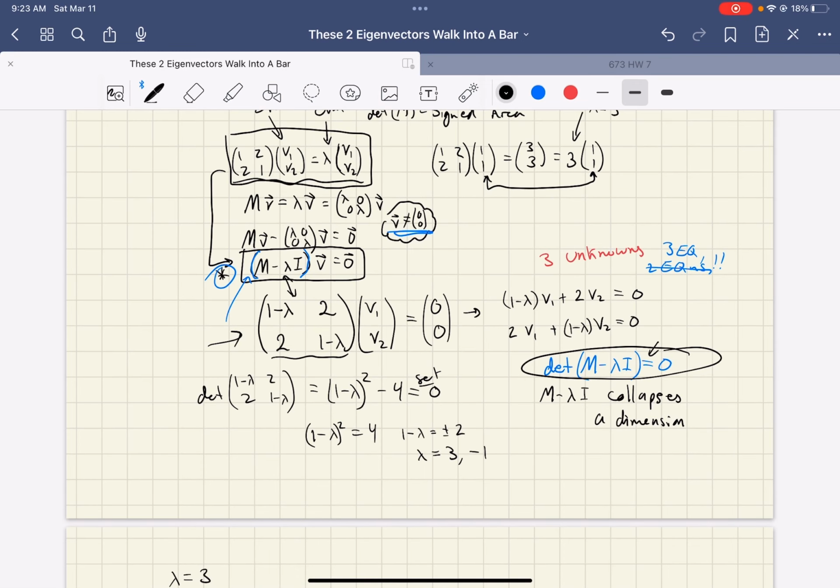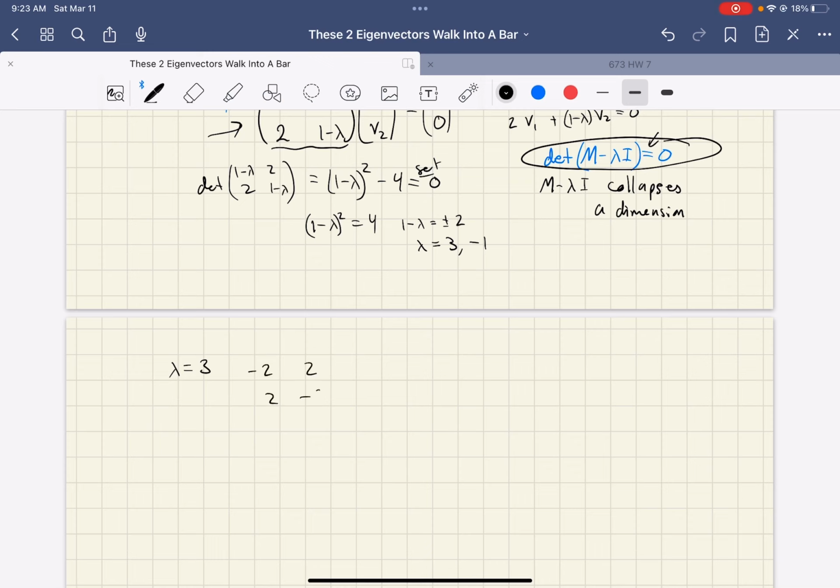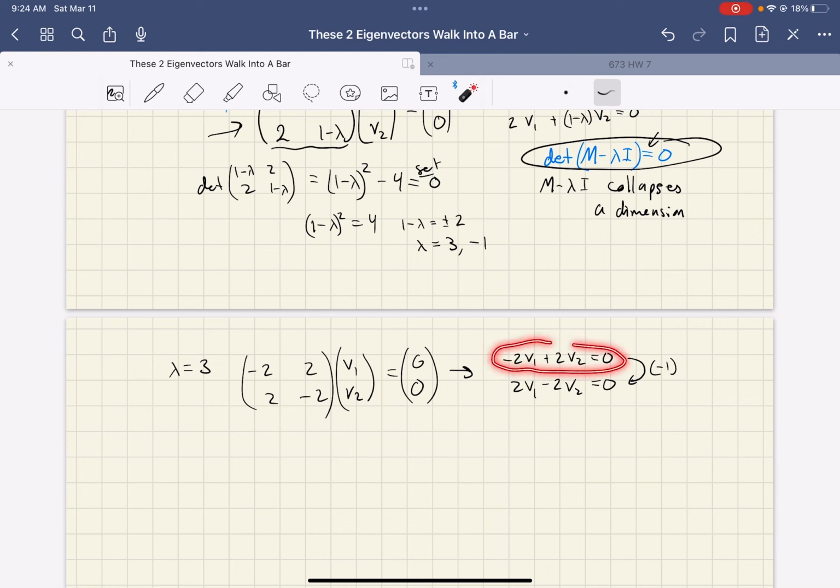And so 1 minus 3 is a negative 2, and then I have a 2 and 2 and negative 2. All right, and this multiplied by v1, v2 is equal to 0, 0. And in equation form, look, the whole reason we did this, the whole reason we found these eigenvalues is because we're going to get redundant equations. So if I wrote this out in equation form, it says negative 2v1 plus 2v2 is equal to 0, and 2v1 minus 2v2 is equal to 0. Okay, so notice that the second equation is just the first equation times negative 1, which means there's no new information. If we know this first equation is true, then multiplying everything by negative 1 is still true. So there's nothing new here.